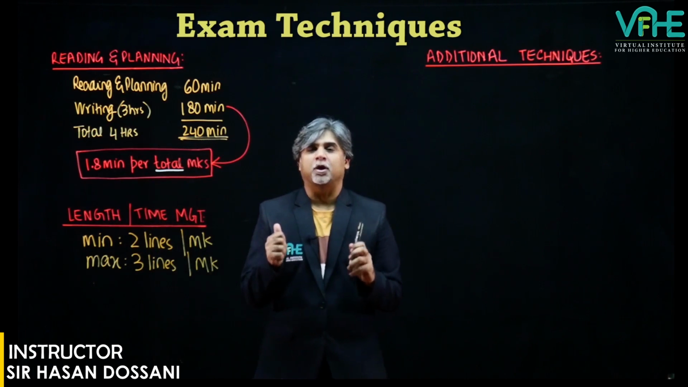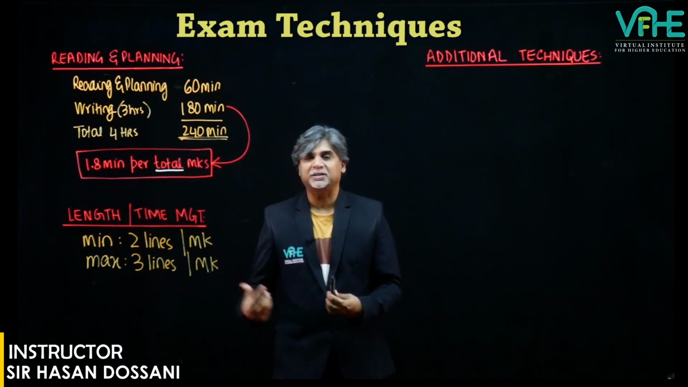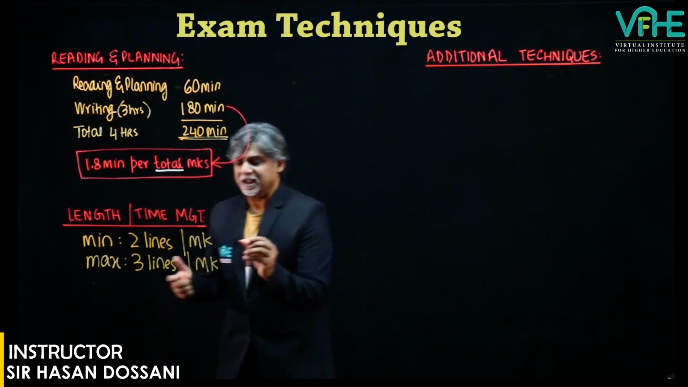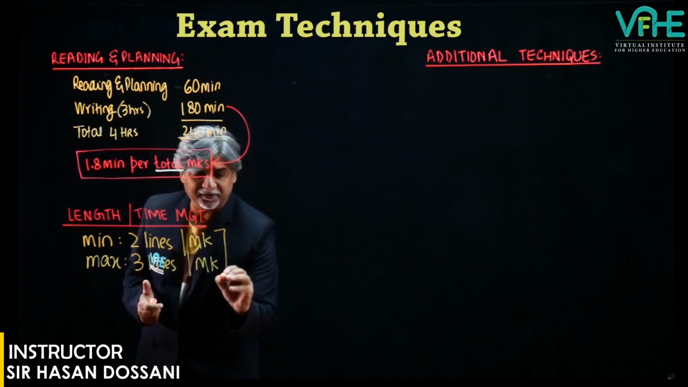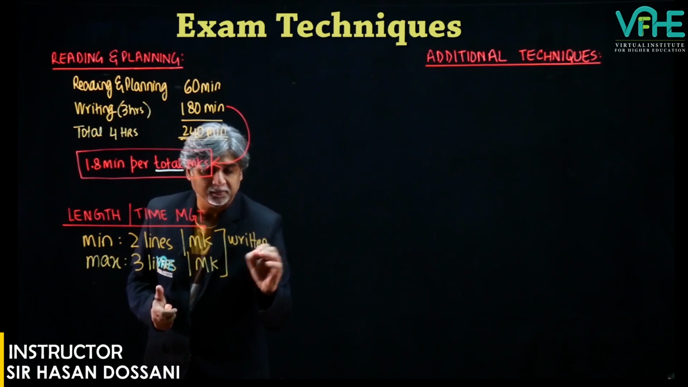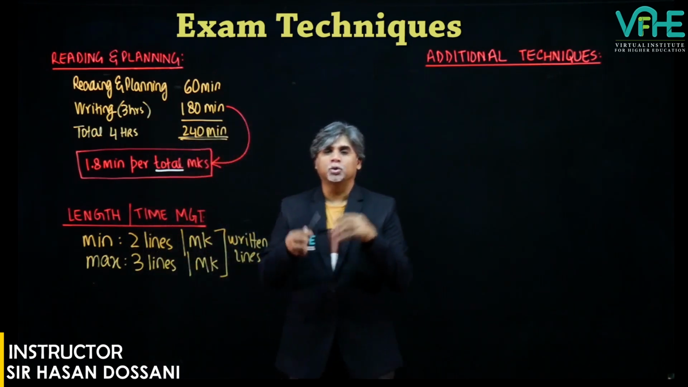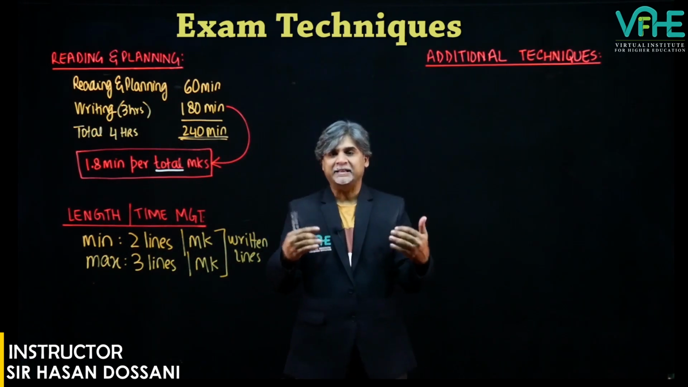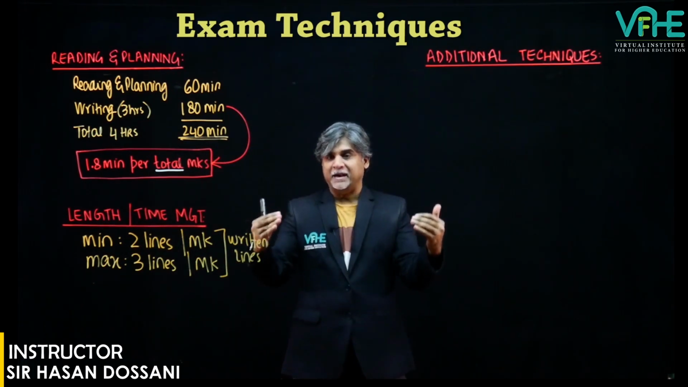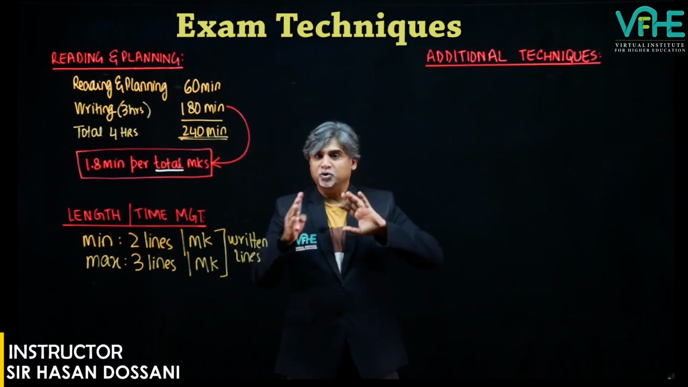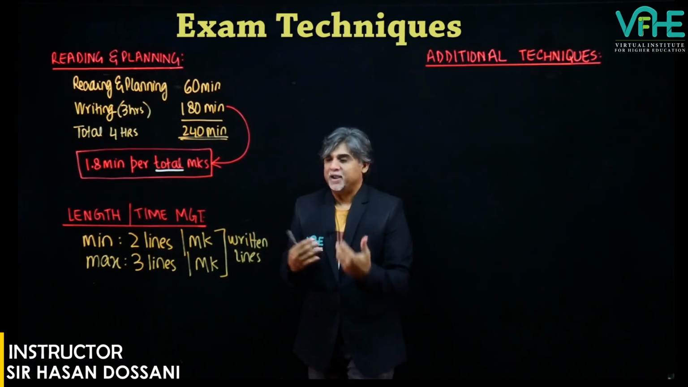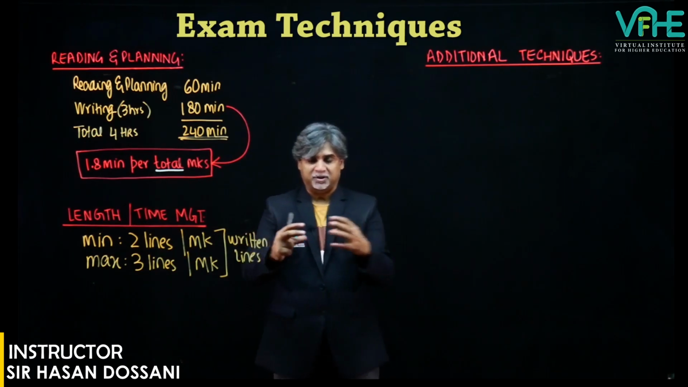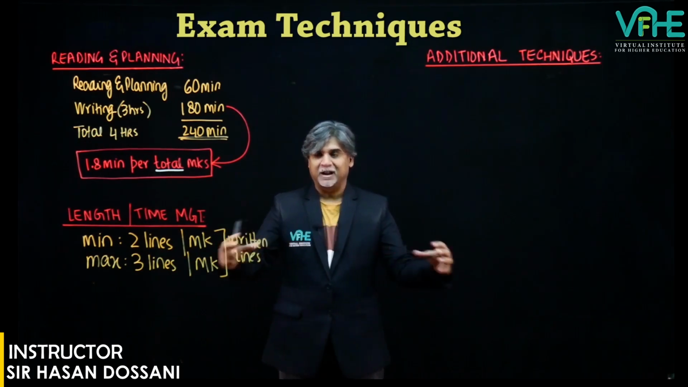Minimum 2 lines per mark and maximum 3 lines per mark. Okay? And these lines are basically written lines. They do not include blank lines or empty lines in between, or headings, or in fact the formats like report, to, from. Those lines are not counted. When we say 2 lines per mark, it is actually the written, drafted or filled lines.